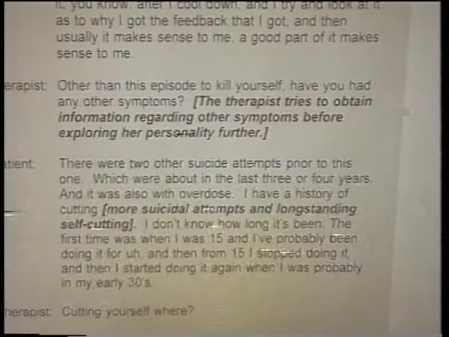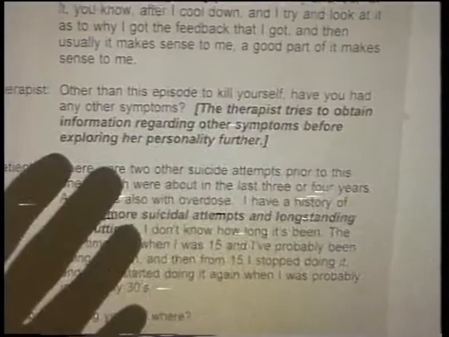So, it's a long history of self-realization and suicide attempts.